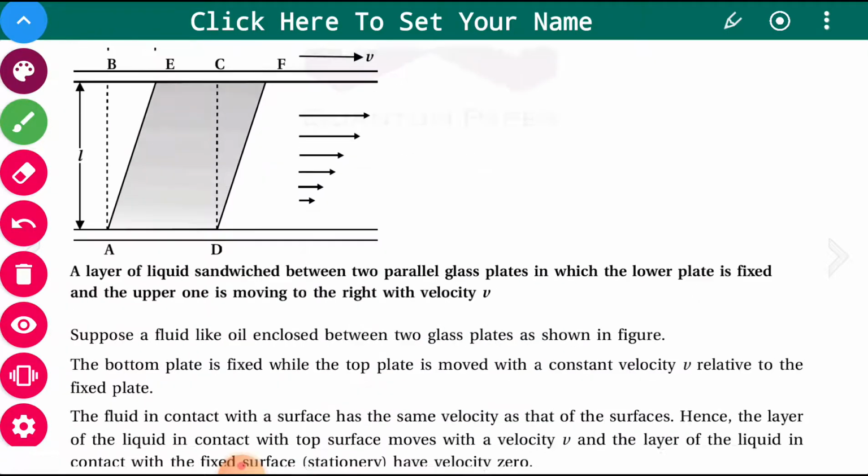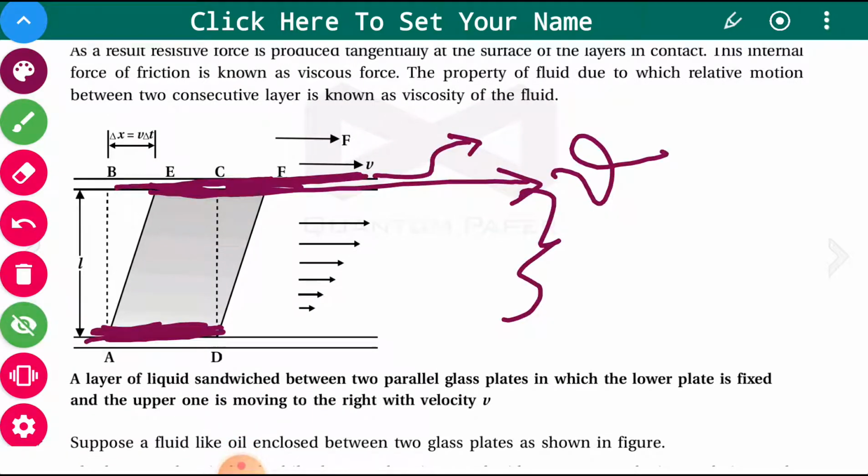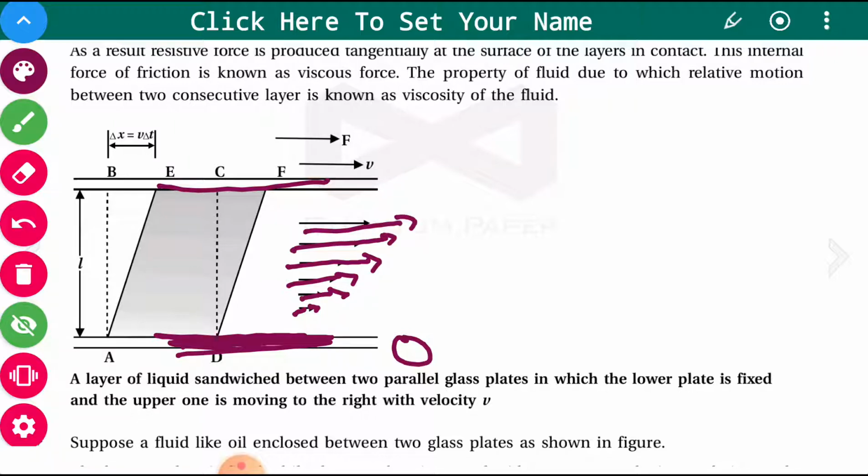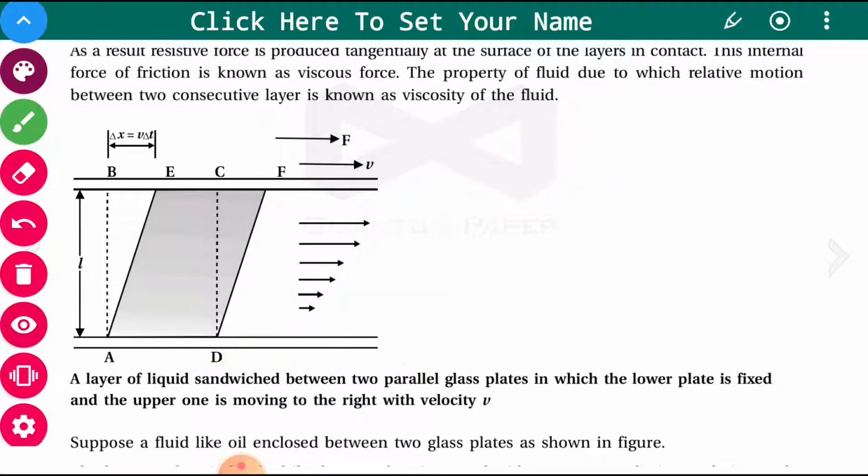Now if you try to understand the layers in between the upper layer and lower layer, the lowest layer has zero velocity, so the fluid in contact with this layer will have zero velocity. If you go on upward through the different layers, the velocity gets increased, and the maximum velocity is v, that of the layer in contact with the upper plate. That I have explained.